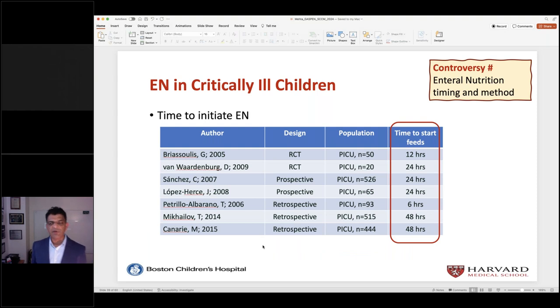But there are several questions about EN. When should I start? It turns out that when you look at observational studies from a variety of people all over the world, including the number 5 reference, which is from Atlanta, Emory, for a long time people have shown the time to start feeds tolerated, and most people start within 12 to 24 to 48 hours. These are sick patients. And as long as the patients are not being actively resuscitated, where the focus should be on resuscitation, many folks are initiating enteral nutrition early.